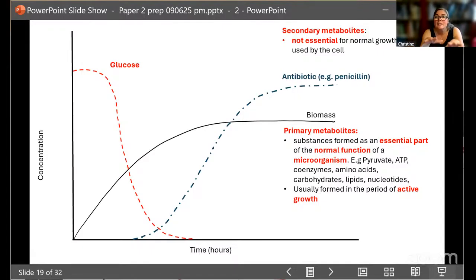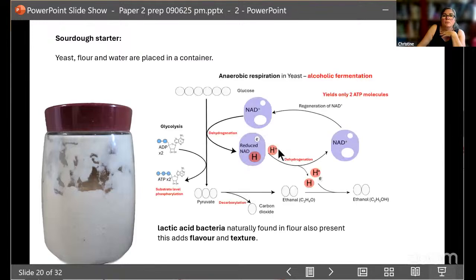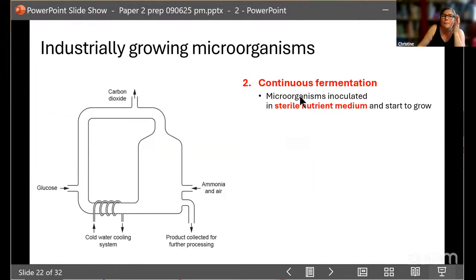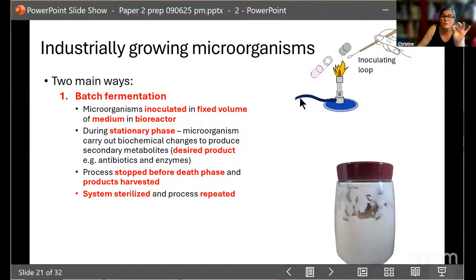Secondary metabolites are not essential for normal growth, but they are used by the cell and they are formed during the stationary phase. So this is important for you to note. Where might you need to stop, for example, a batch fermenter, so that you can then collect and process those secondary metabolites? So if you know stationary phase for secondary metabolites, and you know your log phase is your primary metabolites, then, these are all, by the way, on my channel specifically if you want to look at it.